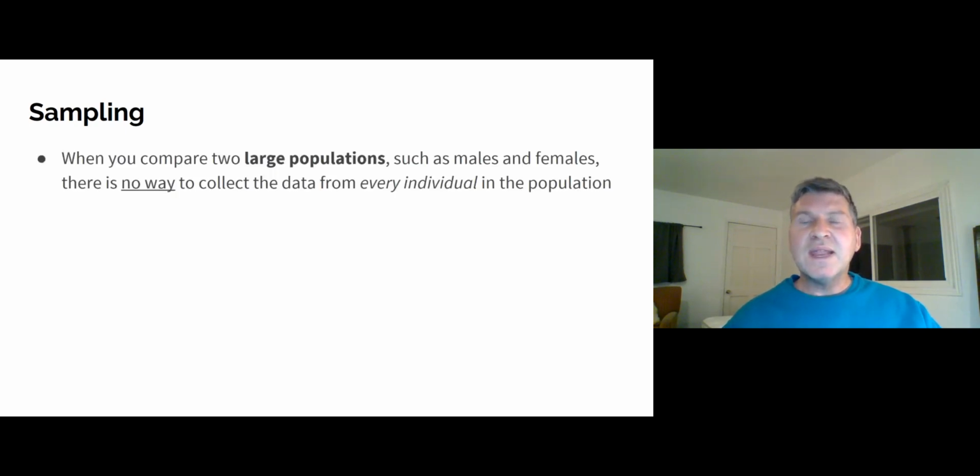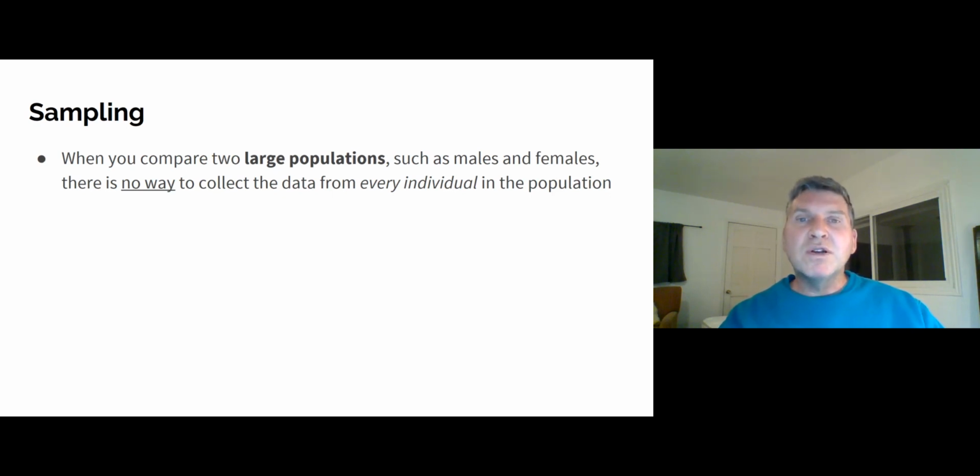Let's just say in that example that we talked about with the three males and the three females, the three females you happen to sample were on the basketball team, and the males you happen to sample were in middle school. Sure, they're males and they're females, but they're not representative of the overall population.